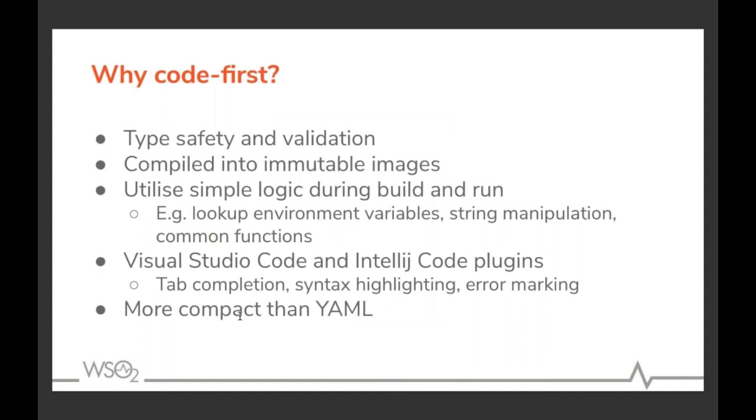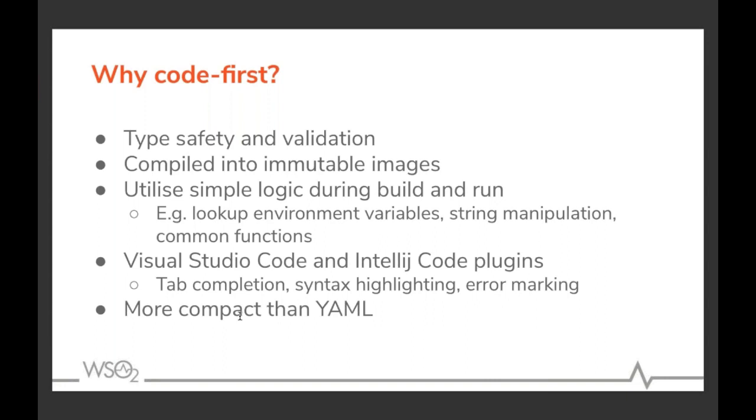So type safety and validation, I think, are really valuable. This idea that we're compiling these definitions into immutable images and the ability to push and pull them is, of course, something you have with Docker, but you don't have that with higher level constructs. And that, I think, is really important, this idea that a set of containers that work together become a simple construct. You can also do simple logic during build and run. I showed you some very simple things like looking up environment variables, string manipulation, common functions. And we can go a step further, and we can also build test suites as well, which I'll show you in a minute. And I showed you the syntax highlighting, the tab completion, the code. And fundamentally, this is much more compact than the equivalent YAML that you use with Kubernetes.